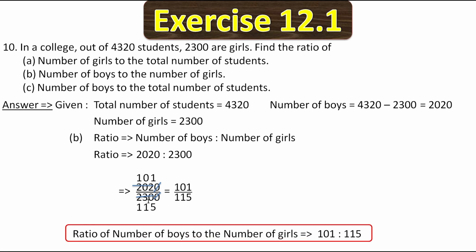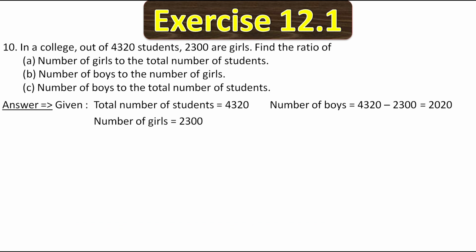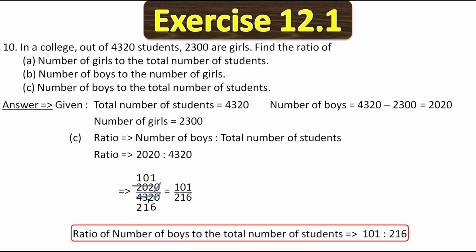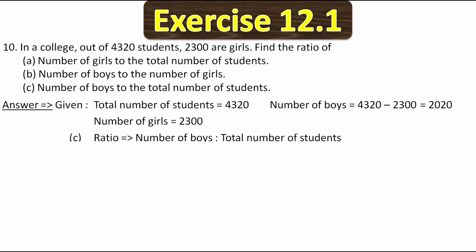Okay. Now we have to find the number of boys to the total number of students. The number of boys we know, the total number of students we know. So the ratio is 2020 is to 4,320. Let's make them into simplest form. Zeros will get cut. Now 2 ones are 2, 2 zeros are 0 and 2 ones are 2. Now here 2 2s are 4, 2 ones are 2, 1 remains. 2 6s are 12. So we got the simplest form of the fraction as 101 upon 216 and that is the ratio. Okay.